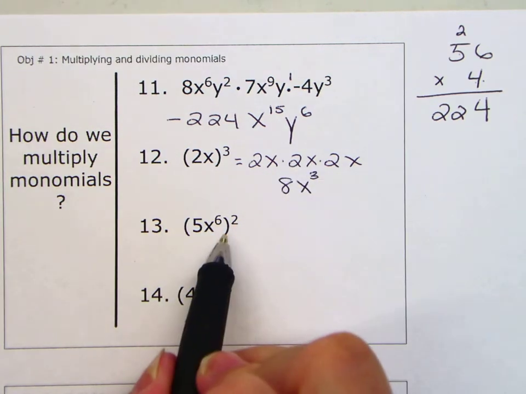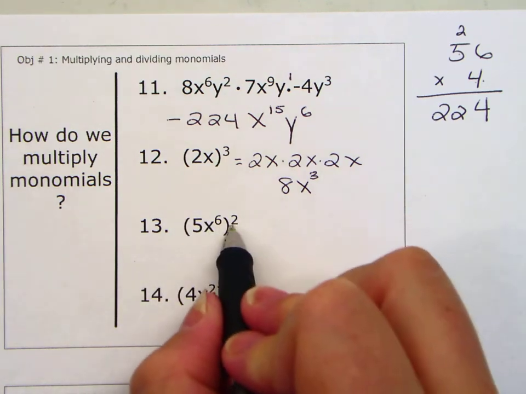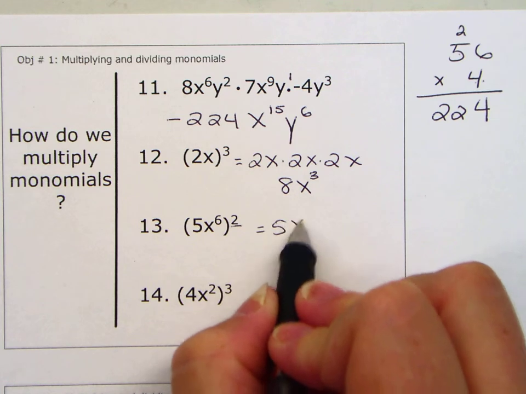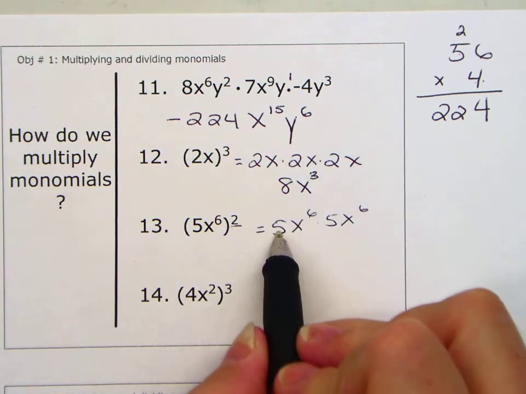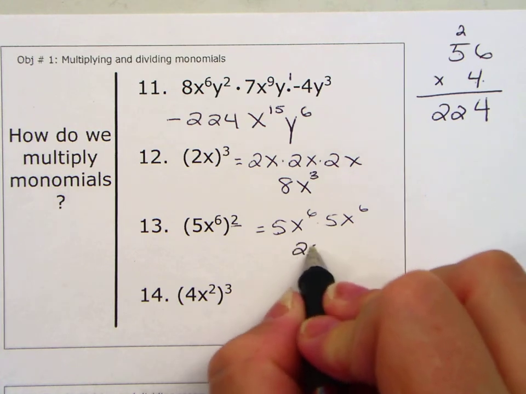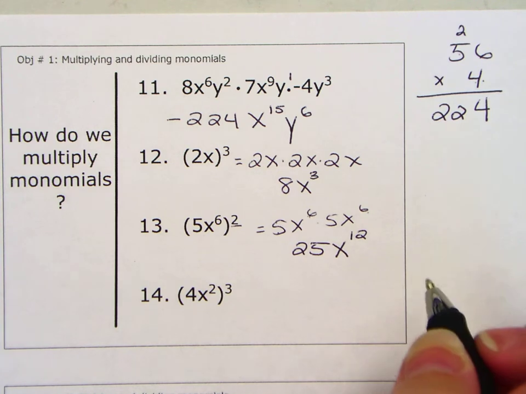Okay. Again, a base to a power. I'm writing the inside twice. 5x to the 6th times 5x to the 6th. Okay. 5 times 5 is 25. X, 6 plus 6 is 12. Okay.